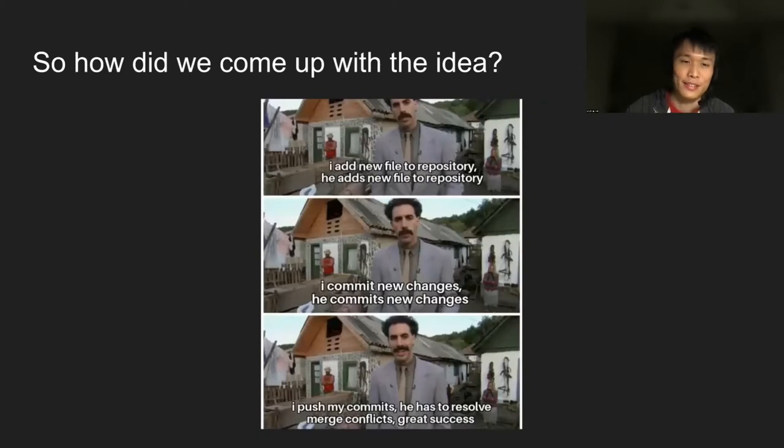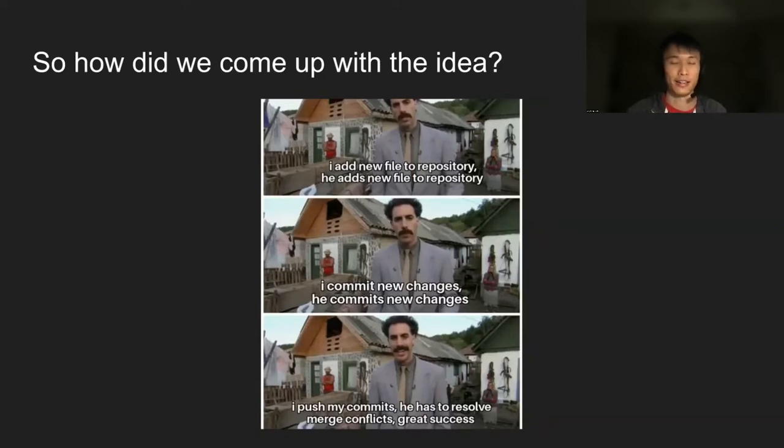The reason I came to this idea is that it's part observation, part inspiration. It's like this meme where I add a file to the repository, someone adds something, I commit, my friend commits, I push. I realized that when I code, I often try to commit and push as fast as possible before my friend does, because I really hate merge conflicts. And I noticed that was a very strange pattern when I was using Git.